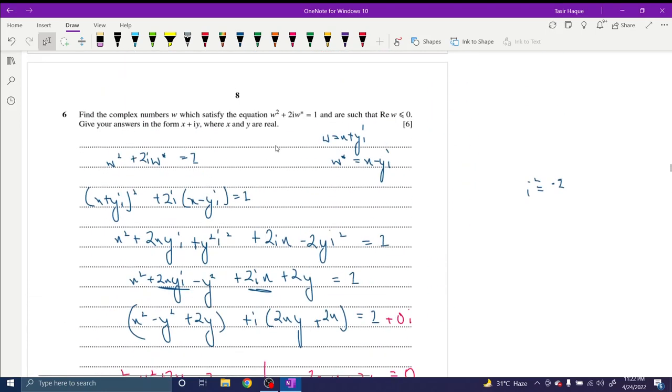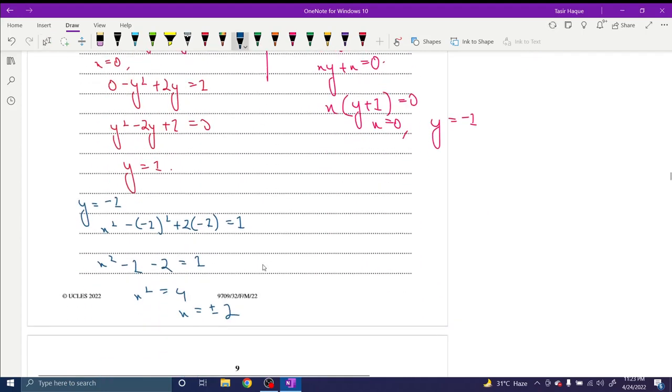However, check this out. They told us that x and y are real, and the real part of w is actually less than 0. So we are going to reject plus 2. We need to take minus 2 as the correct one. So when x equals 0, y is equal to 1, and when y is equal to minus 1, x is equal to minus 2.